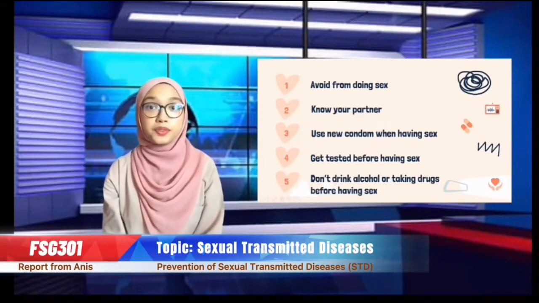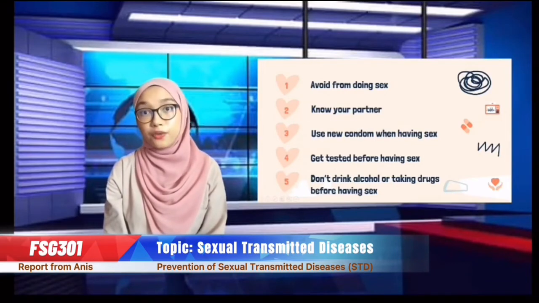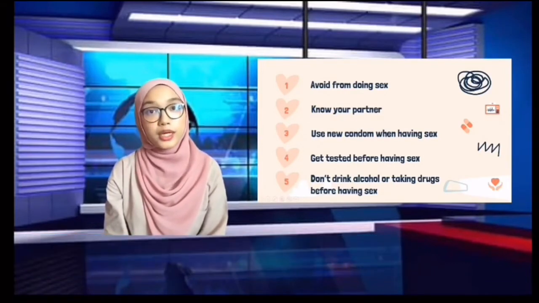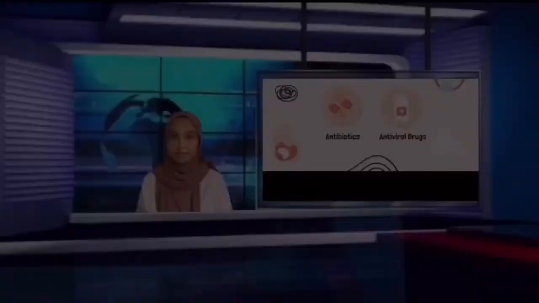Lastly, you should avoid drinking alcohol or taking drugs before having sex. It is because when you are under the influence, you might have sex with someone unknown, and you don't know whether he or she is infected by STD or not. Plus, it is difficult for you to practice safer sex when you are under the influence.